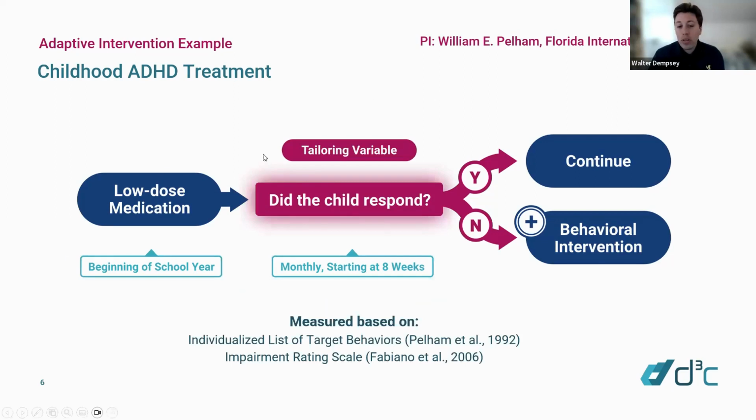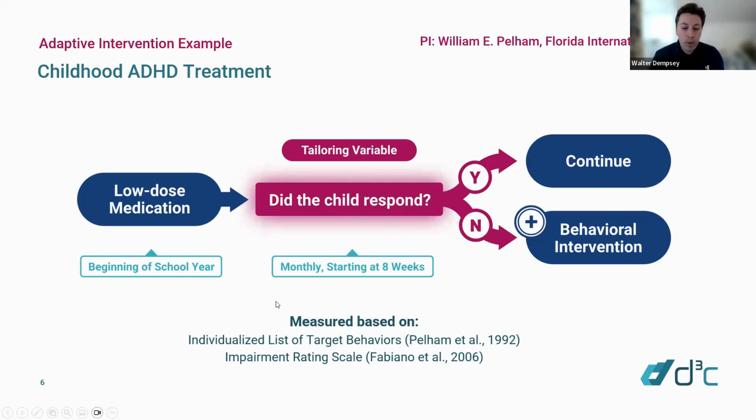The next thing we're going to do is decide, at those monthly moments, what are we going to do and what variables are we going to use to decide the types of interventions we consider. And these are called tailoring variables. In this particular case, child response status was based on a few different measurements. It was based on a list of target behaviors that these individuals should have, as well as a rating scale that was built in 2006.